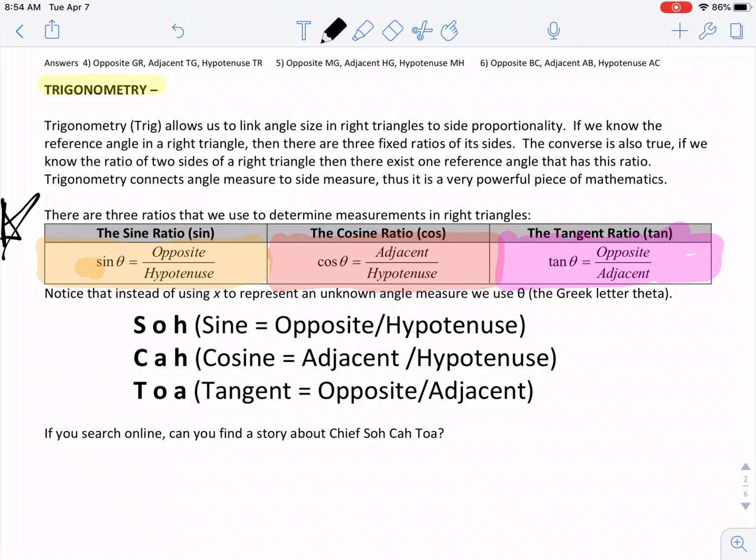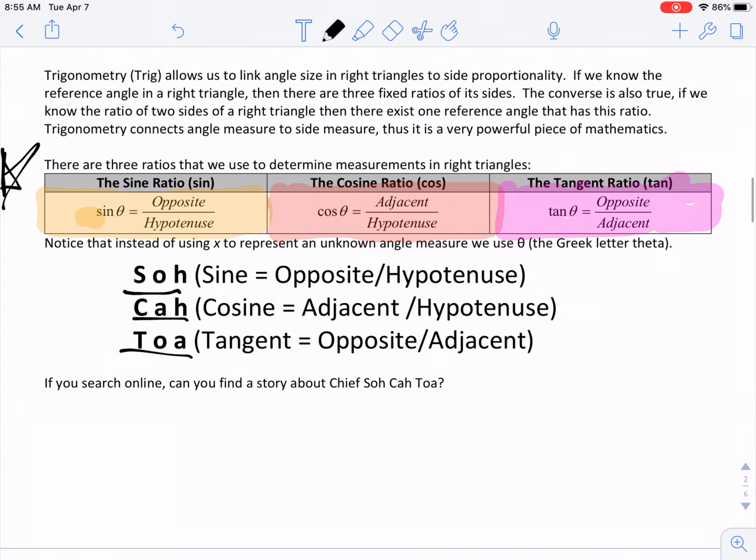One mnemonic device, or way to remember this, is you'll hear a lot of people go SOHCAHTOA, just meaning sine, opposite hypotenuse. Cosine is adjacent over hypotenuse. TOA, tangent is opposite over adjacent. And I've been told there's a whole bunch of Chief SOHCAHTOA stories, if you want to look one of those up. The way I've always remembered it is I have a little bit of a different acronym, because it's how I was taught it as a student.